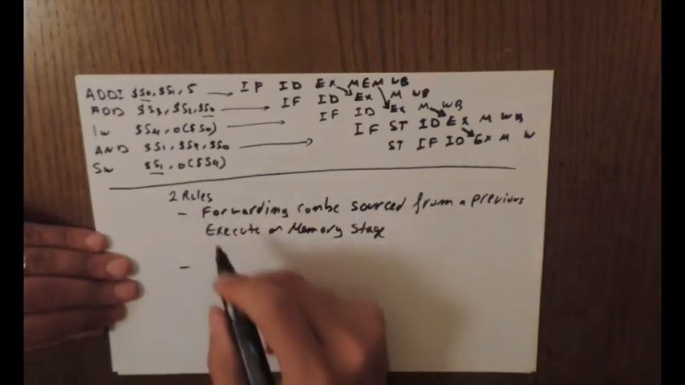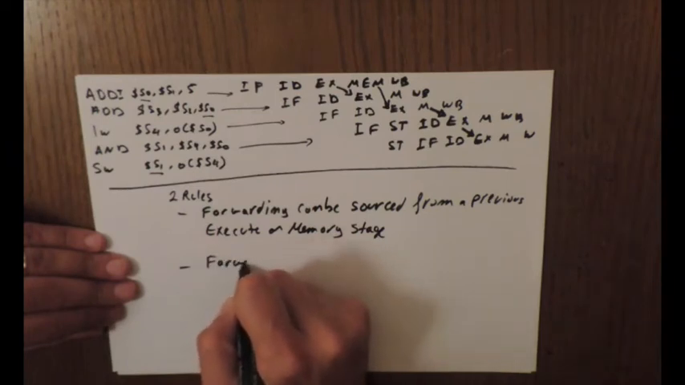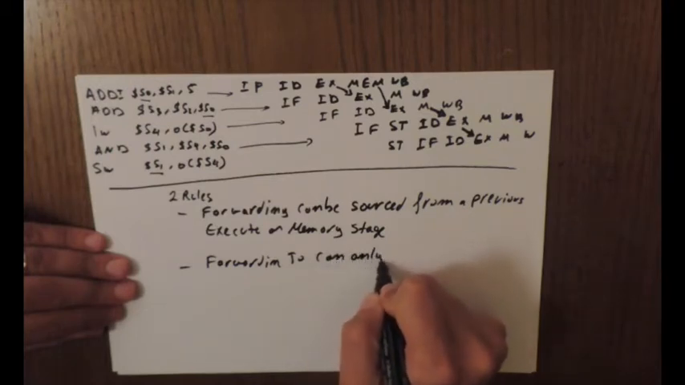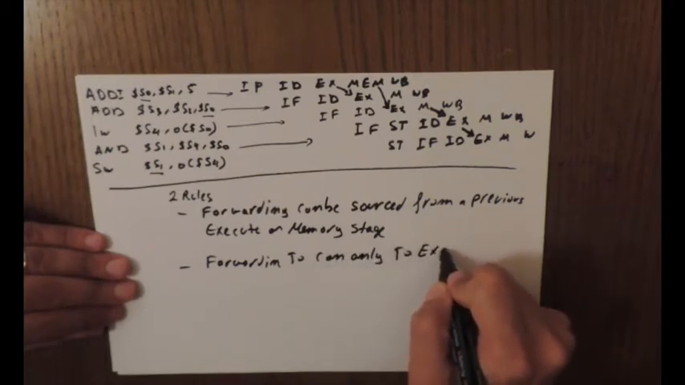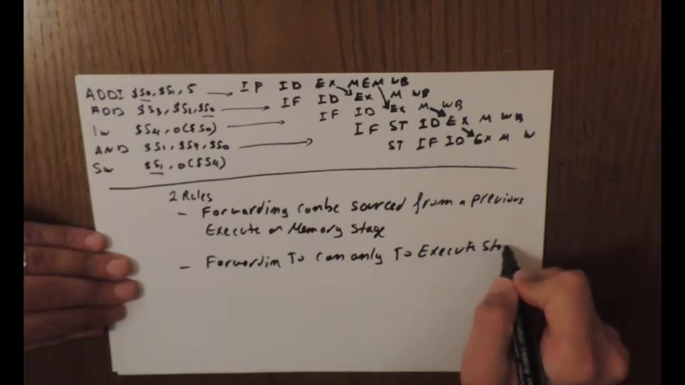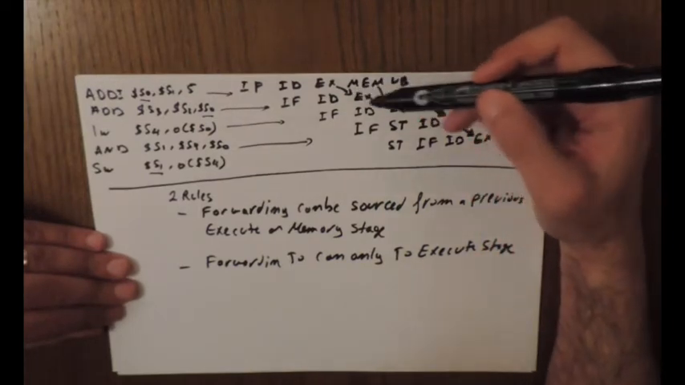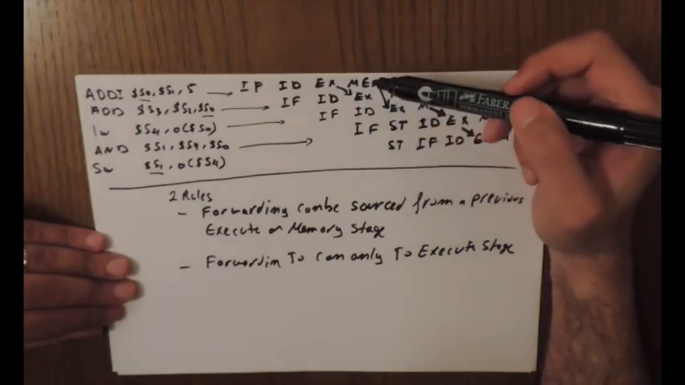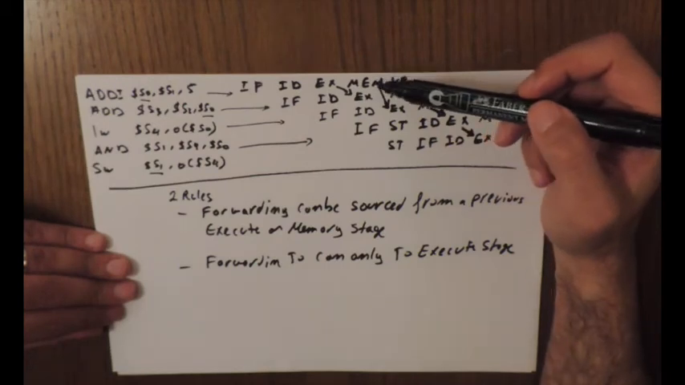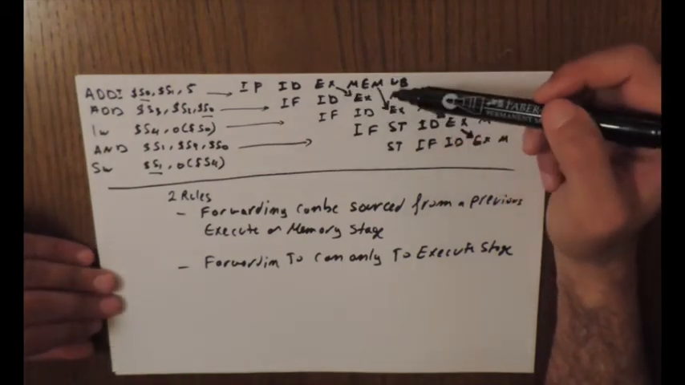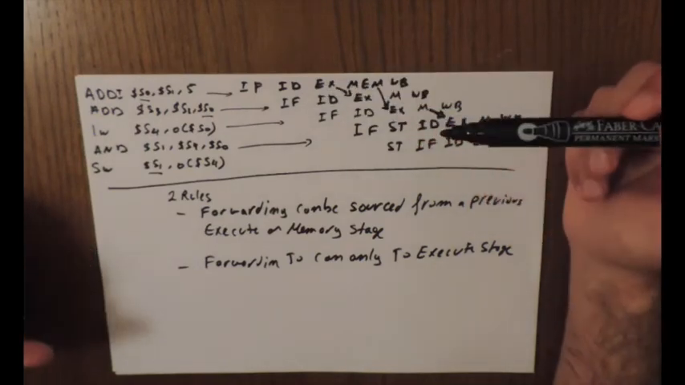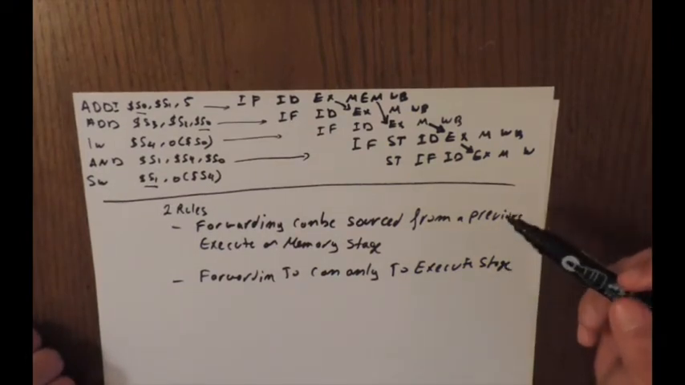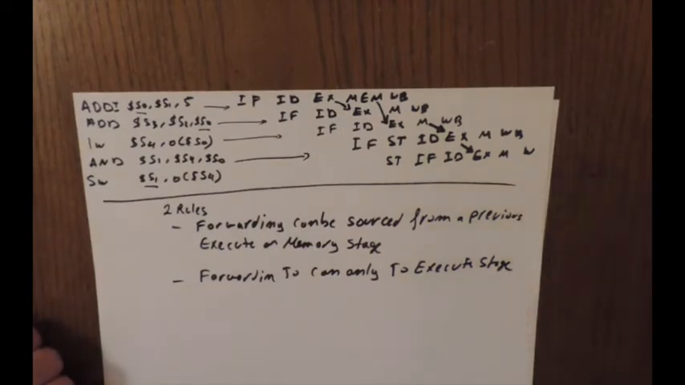The second rule is that forwarding to can only be to execute stage. So you see here we're always forwarding to the EX stage. We're not forwarding to any other stage. So the source can be an execute or a memory stage output. We cannot just forward from ID or from write back, or of course not from IF. So always from execute.